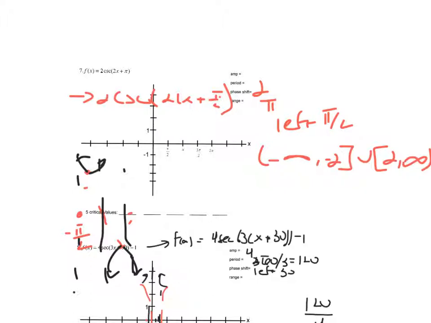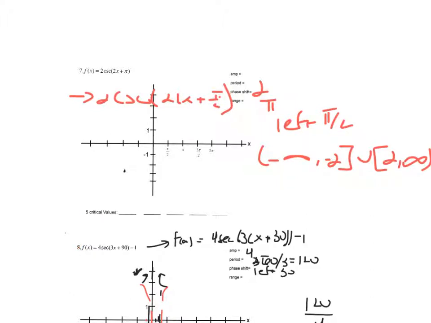So if we move left pi over 2, your first asymptote is going to be at pi over 2 to the left, so negative pi over 2, and then it's going to happen every pi over 2 value, so pi, 0, pi over 2, things like that, okay? I'm going to try to actually redraw that graph for you because it came out so weird. So let's erase that. The bottom one should be fine.